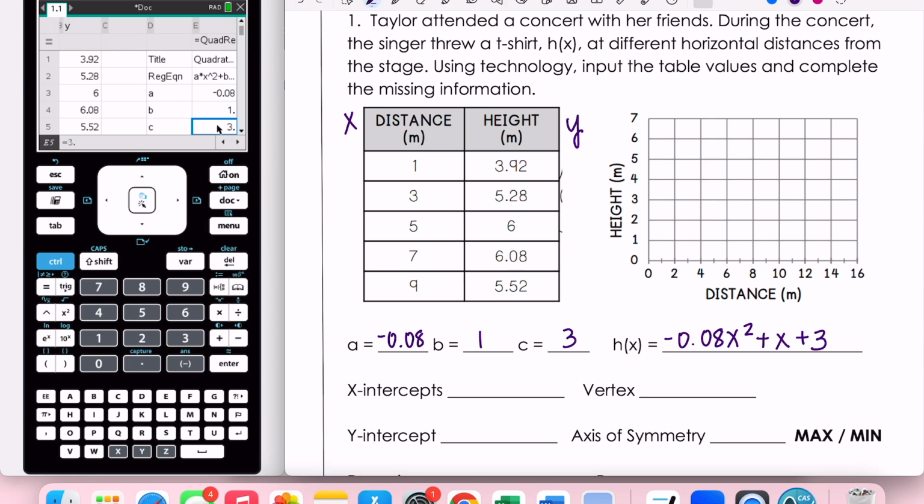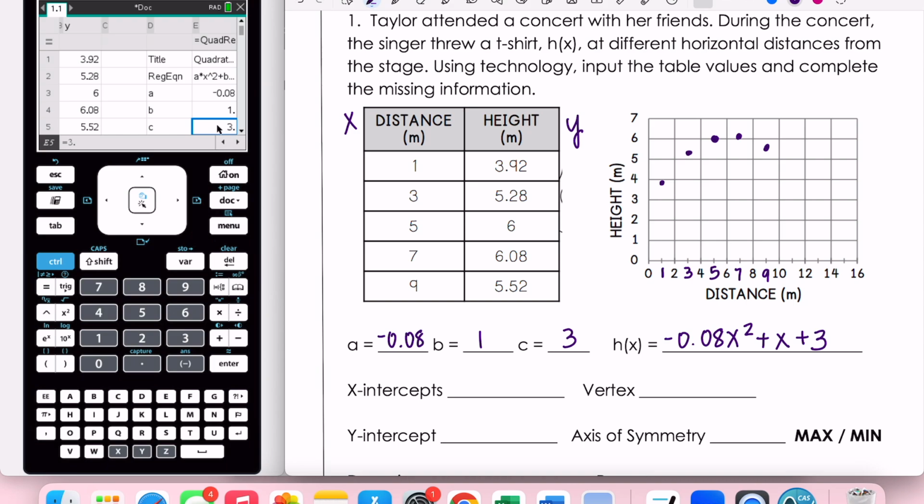Before we identify the key features of this function, we want to graph this. So my first point is at 1 and 3.92. So here's 1, and then 3.92 is going to be slightly below 4. Then I have 3 and 5.28, so 3, and then 5.28 should be slightly above 5. Then 5 and 6, so here's 5, and then 6 will be right here. Then we have 7 and 6.8, so it should be slightly above 6. And then 9 is at 5.52, so about 5.5. So it should look something like that.